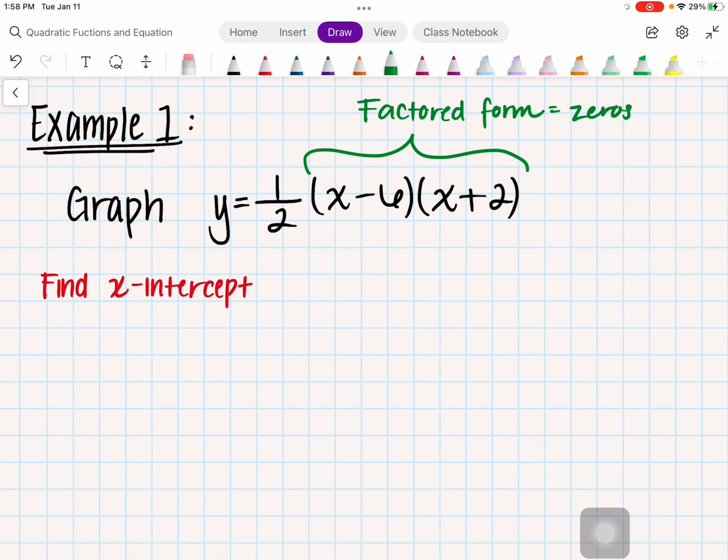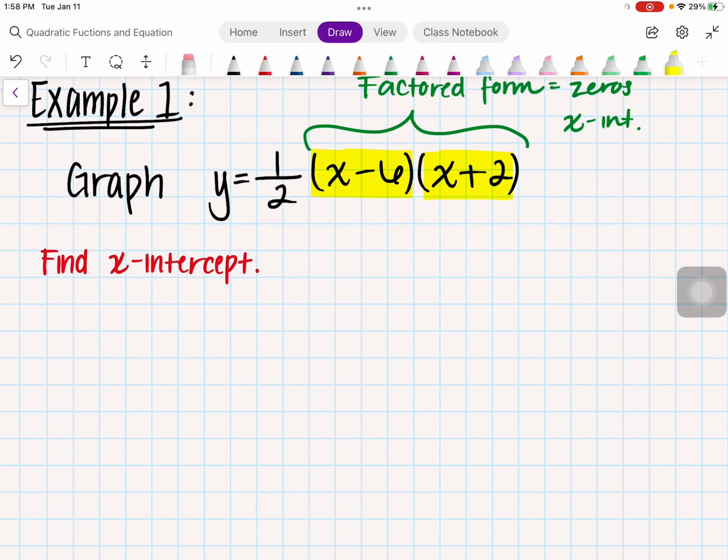And factored form helps us find the zeros of the function, zeros or the x-intercepts. So that's what we want to go ahead and do. First thing we want to do is find the x-intercepts. So in order for us to do that, we actually have to make the equation equal to 0, or more specifically, make both of these binomials equal to 0. So in this case, I'm going to go ahead and do that in black. I'm just going to write everything else down.